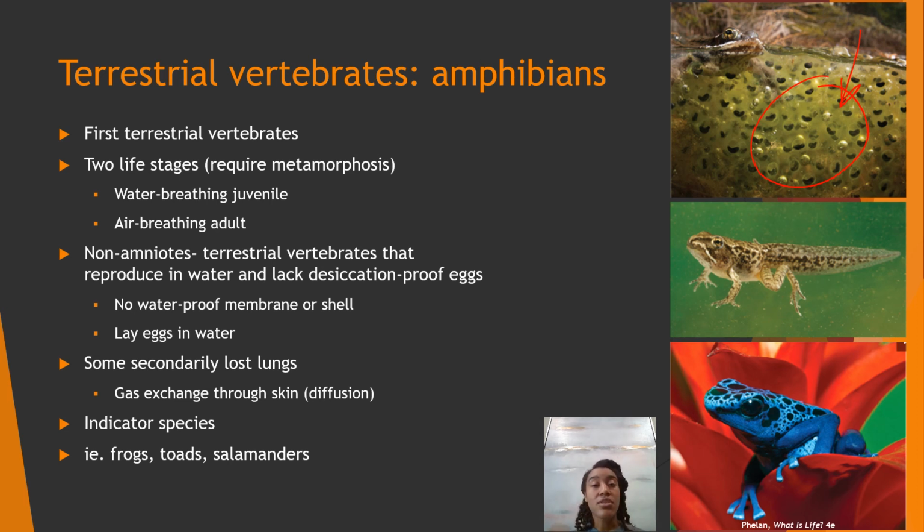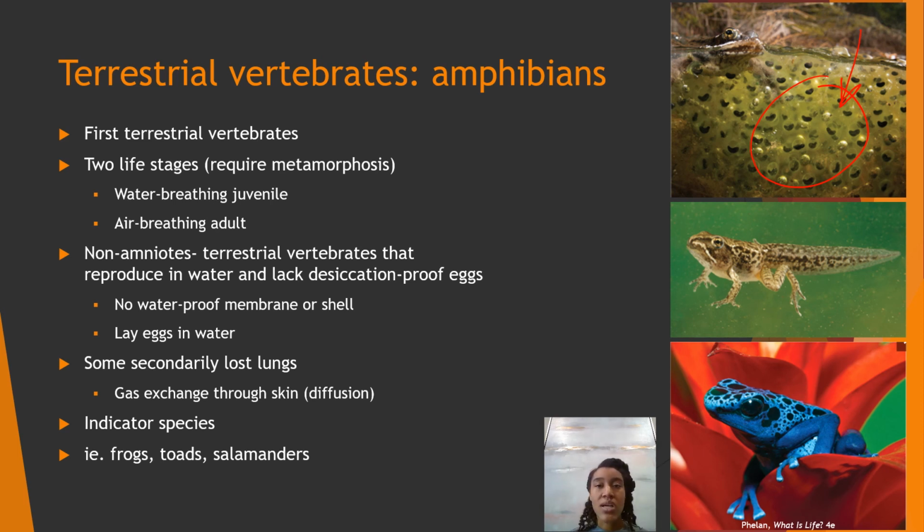Some have lungs and they can respire through their skin, so they can use both of those mechanisms in order to undergo gas exchange. The fact that the skin is so porous and sensitive to the environment is why we consider amphibians to be an indicator species. And essentially what that means is we use the status of amphibians to know if an area is polluted or not.